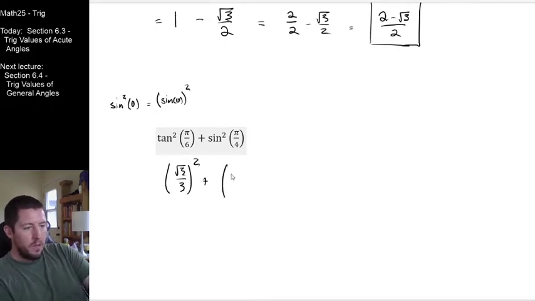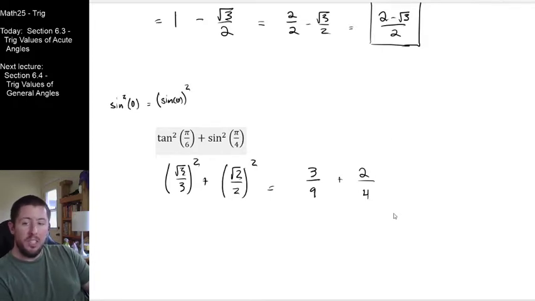This guy, I'm getting root 2 over 2, and we're squaring that guy as well. And it looks like I'm going to get here square root of 3 squared is just 3. 3 squared is 9. Over here, square root of 2 squared is 2. And 2 squared is 4. Again, yes, you should be able to add fractions right here. Definitely expect you to be able to do that.